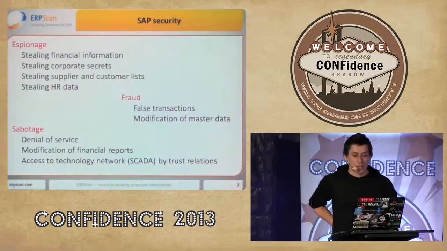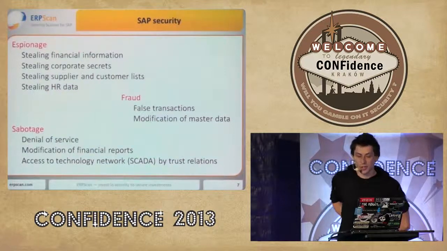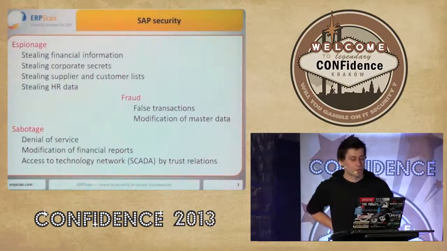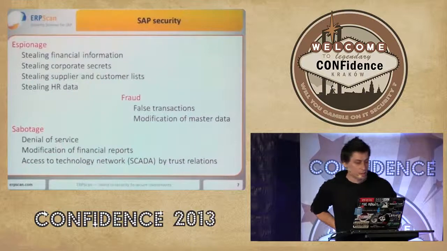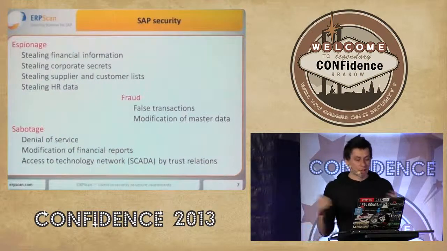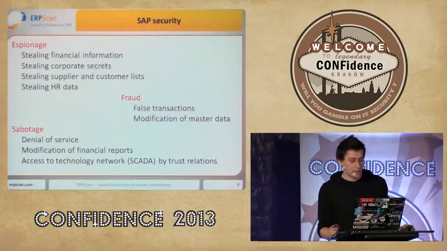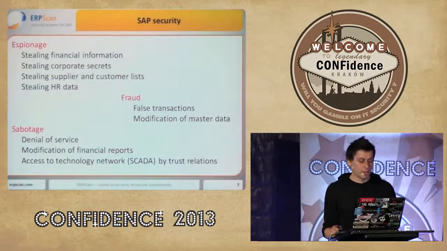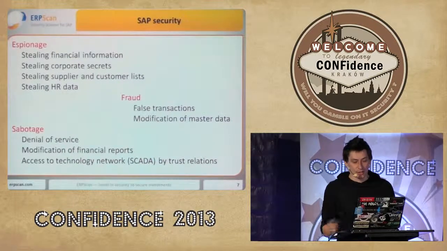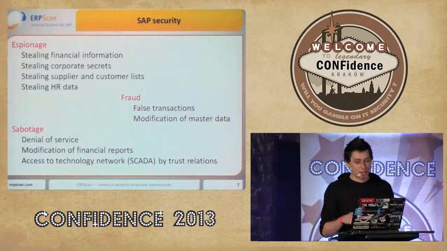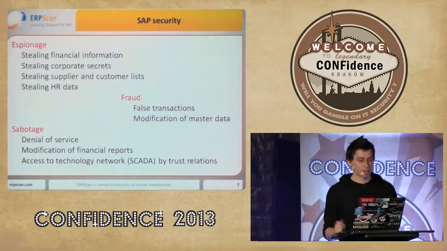SAP security: what goals does an attacker often have? First of all, espionage: stealing information, financial information, corporate secrets, customer lists, HR data. The next one is fraud: false transactions, modification of master data, payments, orders, or something like that. And finally, sabotage: attacks like denial of service, modification of financial reports, and also access to the technology network, like SCADA, by trust relationship. It's possible because the SAP system is often a place where all company data from other systems comes, is stored and processed. That's why it's possible to attack other systems after compromising SAP.